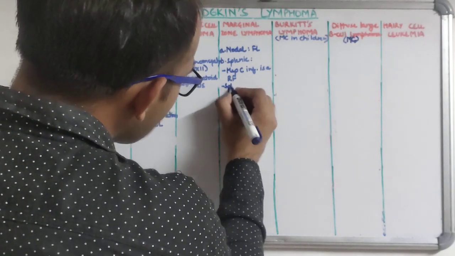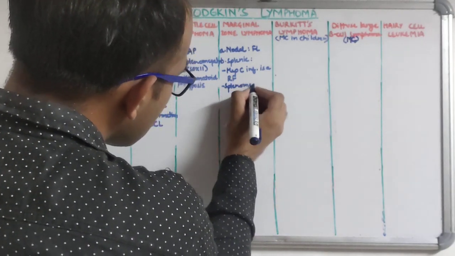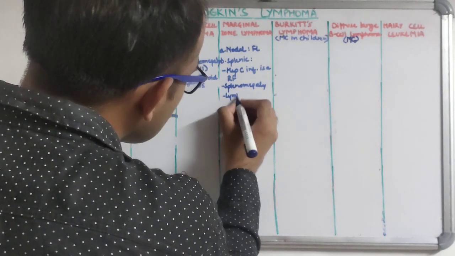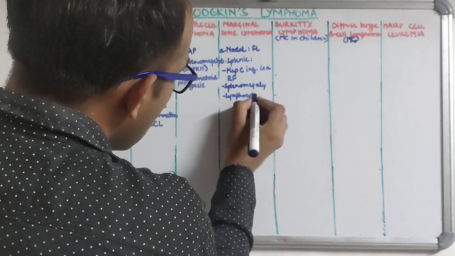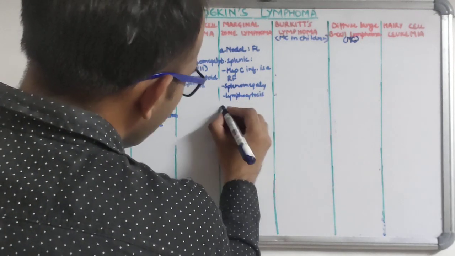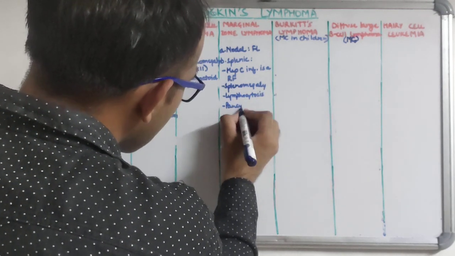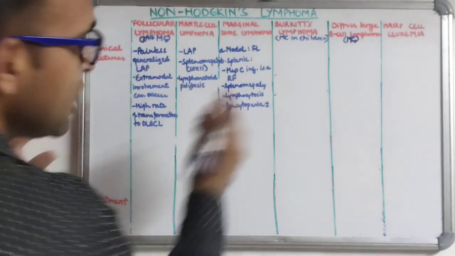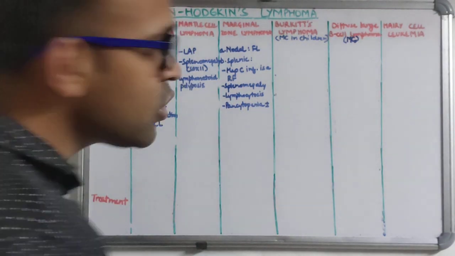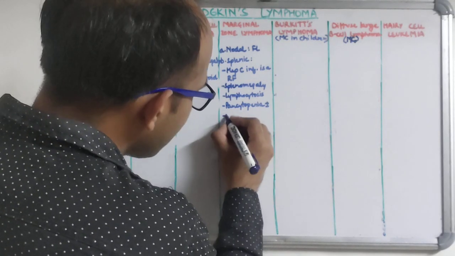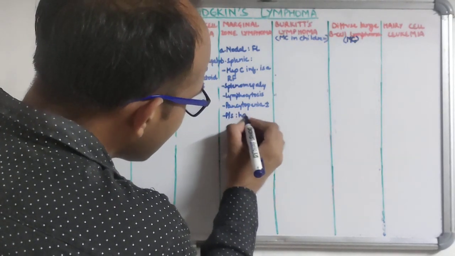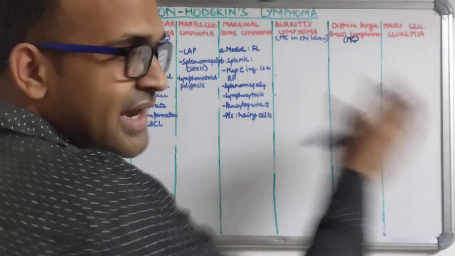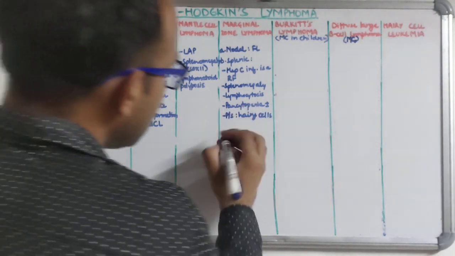So they usually present with splenomegaly, lymphocytosis, and there could be pancytopenia. Pancytopenia is plus minus. So they present with splenomegaly, lymphocytosis with or without pancytopenia. And I have told you in peripheral smear you will come across hairy cells. So you need to distinguish it from hairy cell leukemia. So this is about the splenic variety.